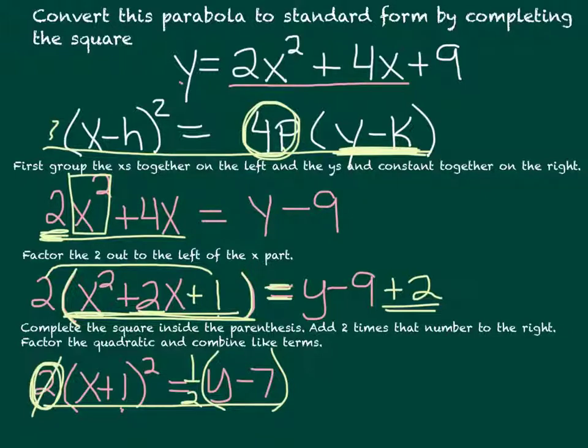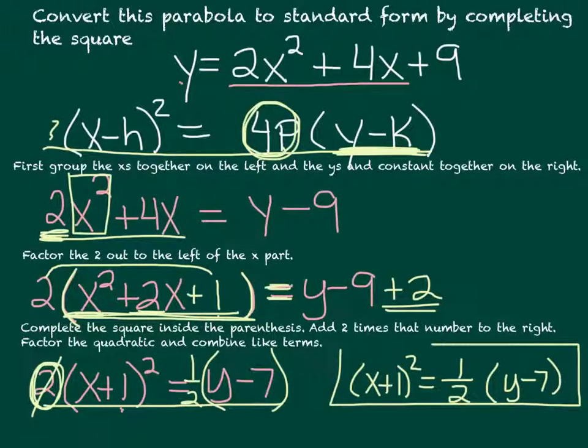So now our final standard form is x plus 1 all squared equals 1/2, which is your 4p. If you were to have to graph it, you would need to work with that, but the 1/2 is your 4p, and then y minus 7. And that is in standard form. That looks just like that. So we are finished.